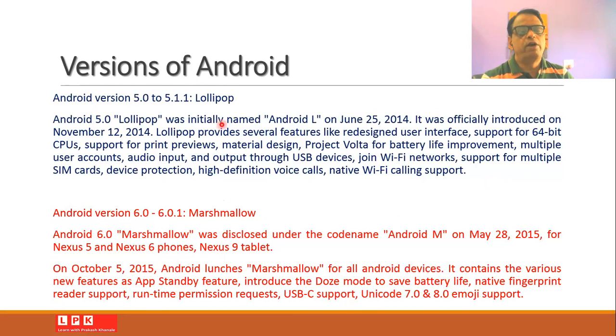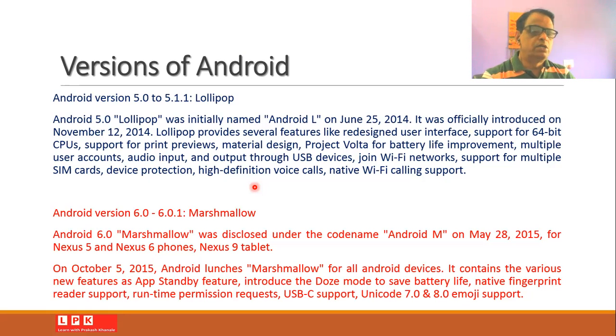Later on, we have an Android version called Lollipop, or many times it is called Android L, which was officially introduced in 2014. It will support 64-bit CPUs. It will support print previews, material design, project Volta for battery life improvement, multiple user accounts, audio input and output through USB devices, Wi-Fi network connection, support for multiple SIM cards, drive protection, high definition voice calls, and native Wi-Fi calling support. So a lot of improvements were provided in the Android L version.